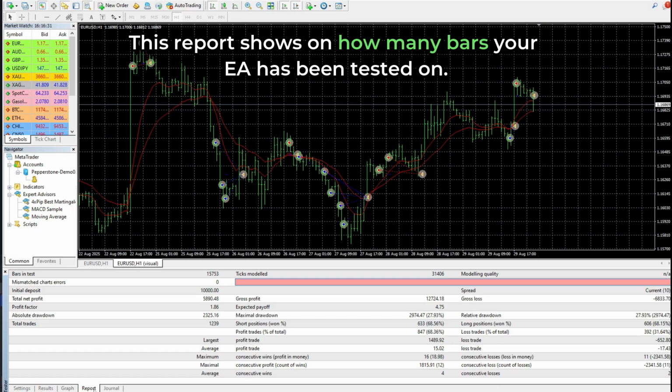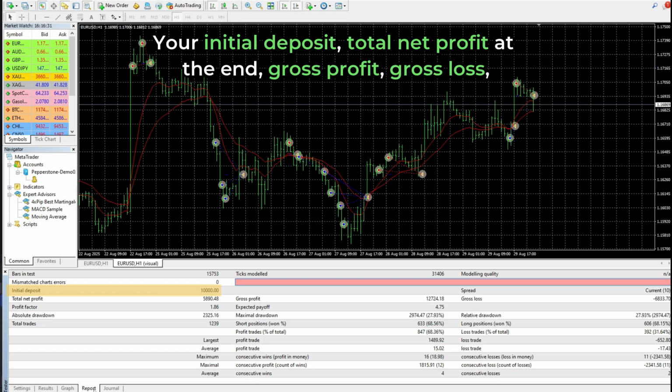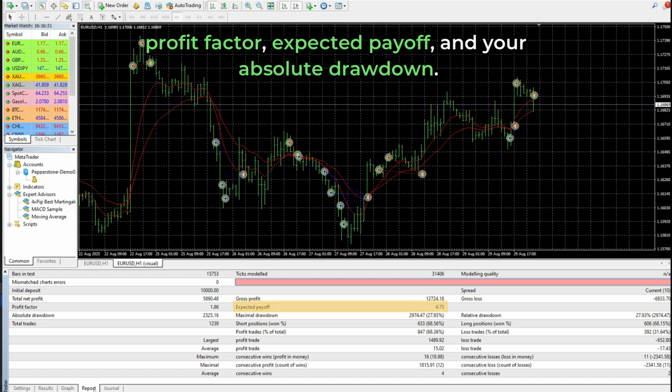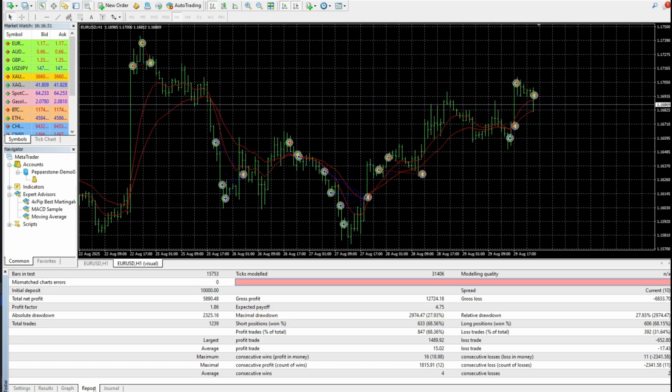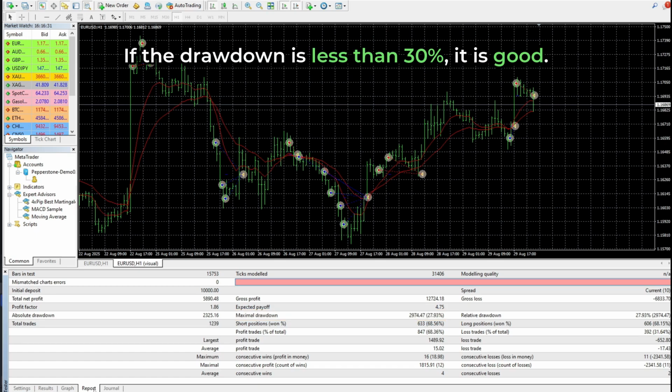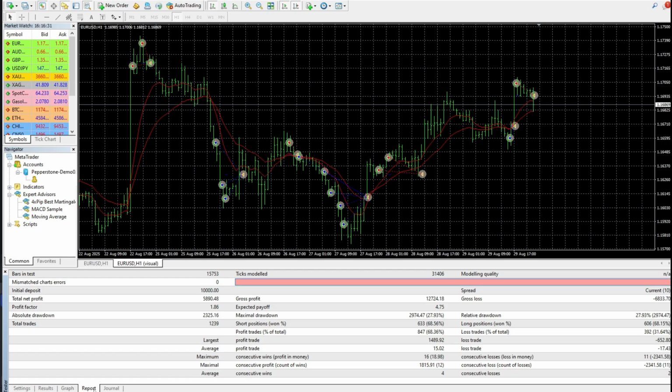This report shows how many bars your EA has been tested on, your initial deposit, total net profit at the end, gross profit, gross loss, profit factor, expected payoff, and your absolute drawdown. It also shows the maximal drawdown, which in this case is 27%. If the drawdown is less than 30%, it is good. If it is less than 15%, it is better. But if it is less than 5%, it is excellent.